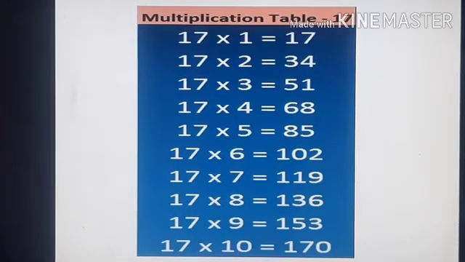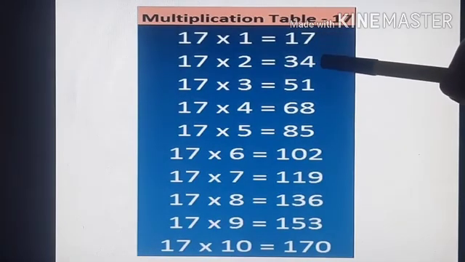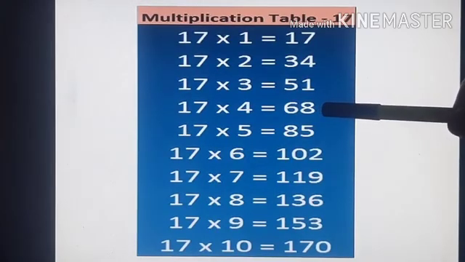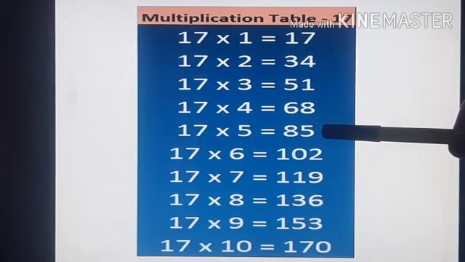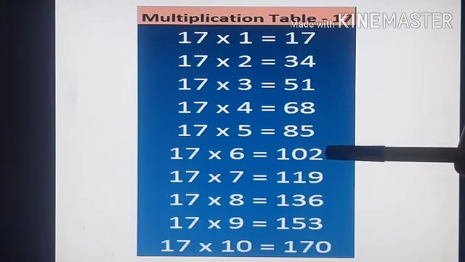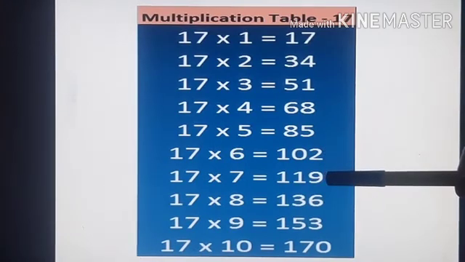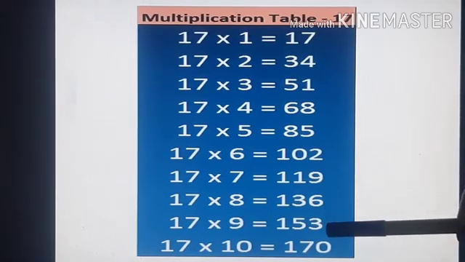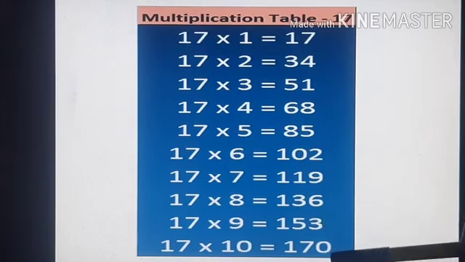Table of 17 was given. Have you learnt? Yes? Okay, then let's revise one time. 17 1s are 17. 17 2s are 34. 17 3s are 51. 17 4s are 68. 17 5s are 85. 17 6s are 102. 17 7s are 119. 17 8s are 136. 17 9s are 153. 17 10s are 170. Revised? Very good. You have to revise the tables daily.